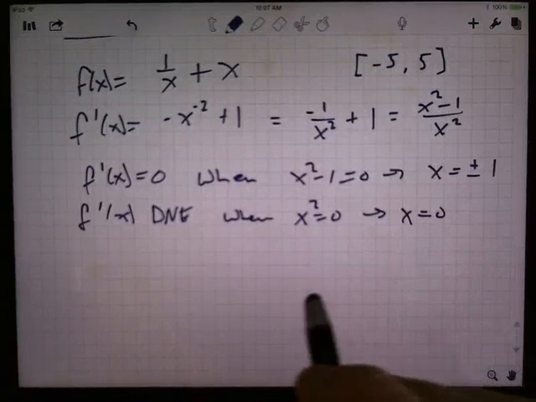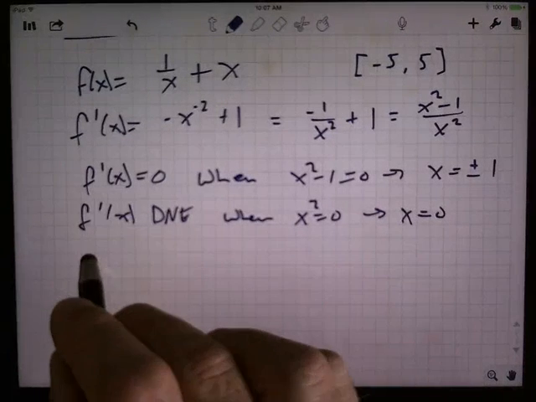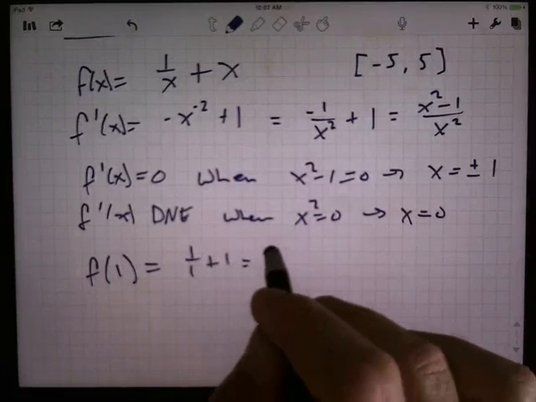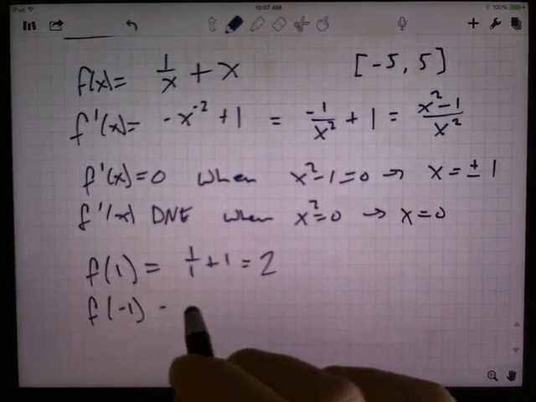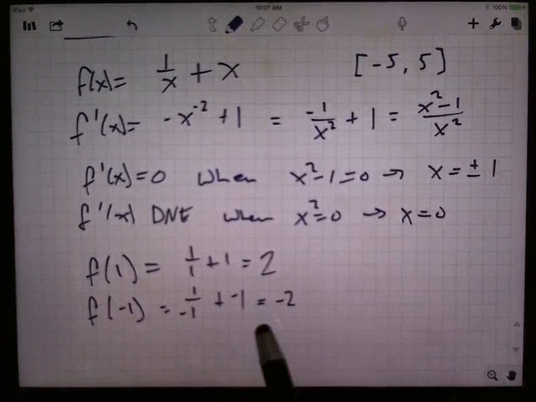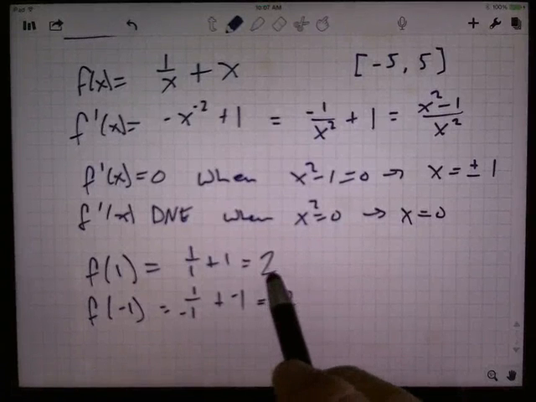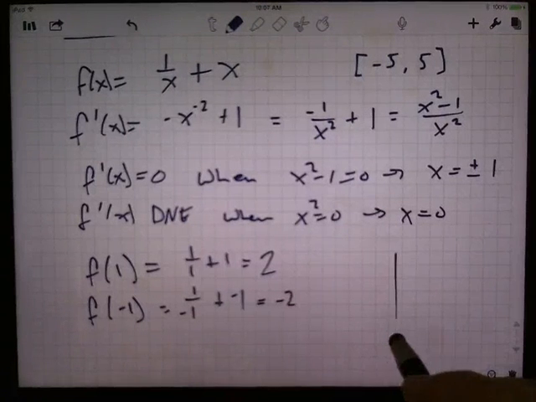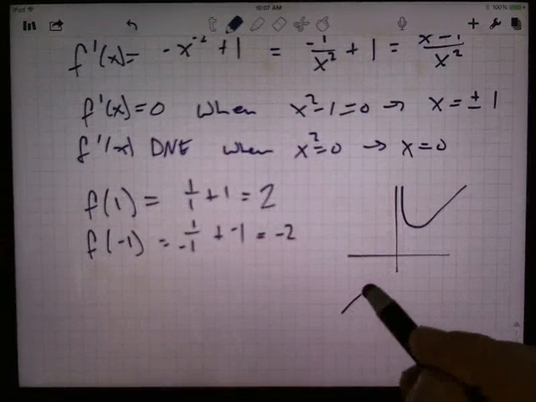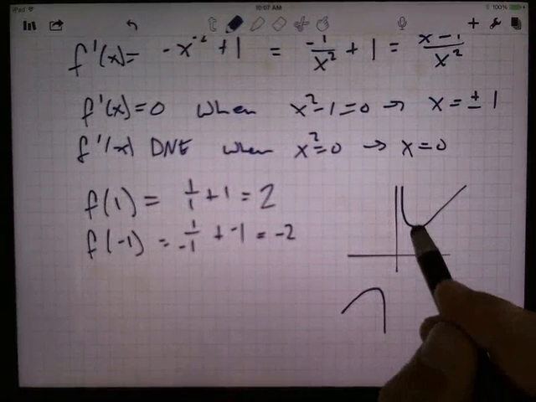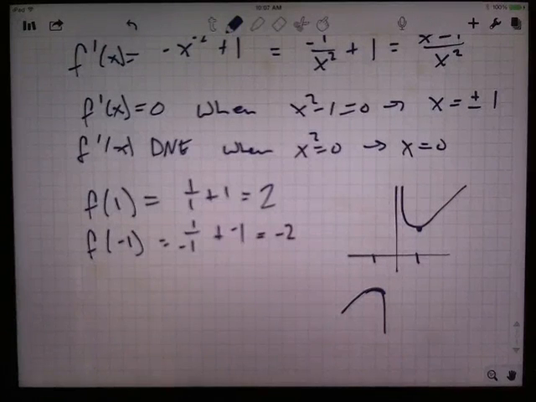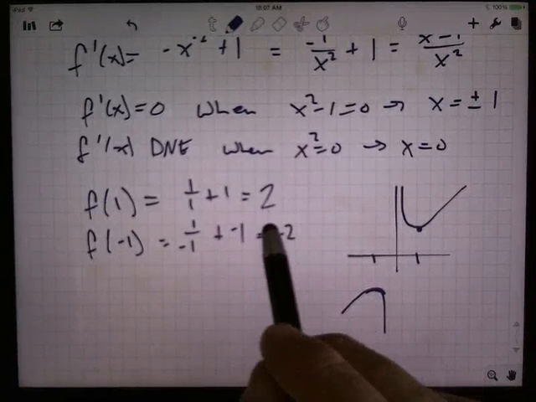Interestingly, in this one, with x is plus or minus 1 for those critical values, if you look at the function value at 1, that would be 1 over 1 plus 1, which is 2. And look at the function value at negative 1, that would be 1 over negative 1 plus negative 1, which would be negative 2. You'd think, oh, look, this one is bigger than that one, so this one looks like a max and this one's a min. However, that's exactly wrong. The graph of this function looks like this. And at x equals 1, you actually have a local minimum value. And at x equals minus 1, you have a local maximum value.